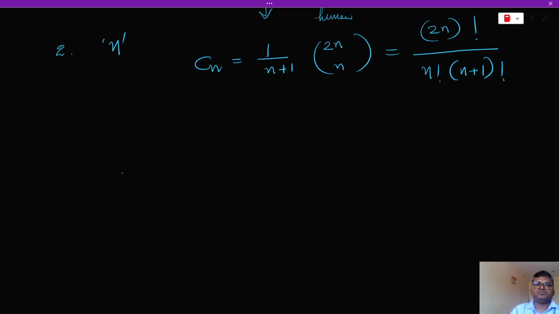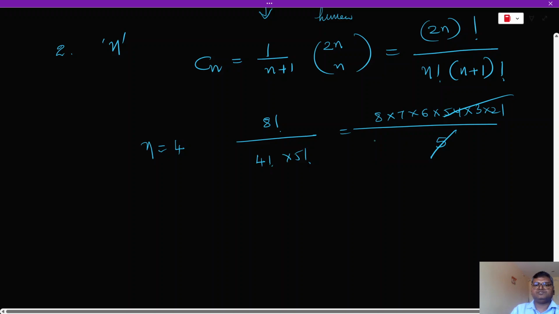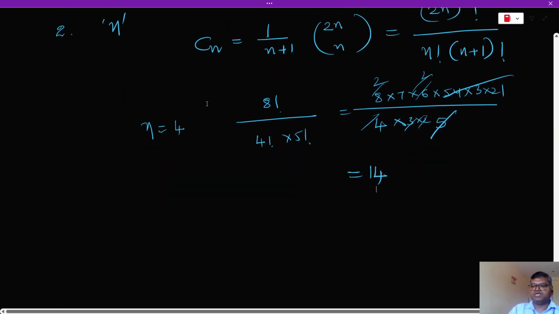So for example, n is equal to 4, what will you have? 8 factorial by 4 factorial into 5 factorial. That will be 8, 7, 6, 5, 4, 3, 2, 1. So 5 factorial and 5 factorial get cancelled. You already have 4 factorial. So 4, 3, 2, four 2s and three 2s. Two 2s get cancelled. 14 trees. So it will go on exponentially. First problem, ambiguity. Second problem, more number of trees.